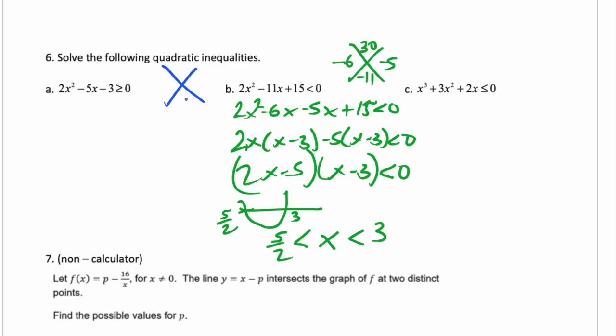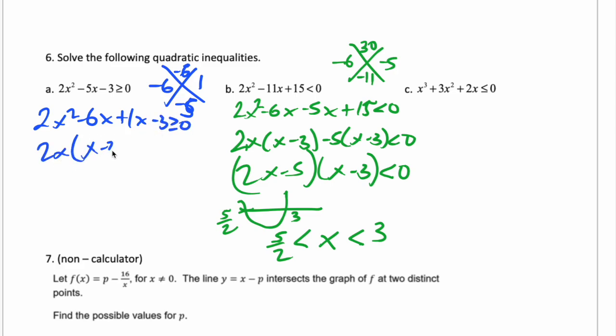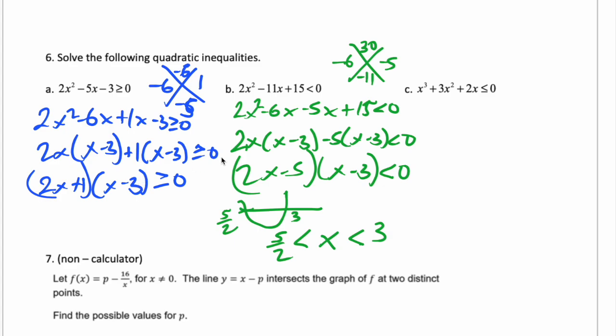Okay, let's look at this first one. -6 and -5, or I got it backwards, it's -6 and 1. -6 times 1 gives you -6. So it's 2x squared minus 6x plus 1x minus 3 greater than or equal to 0. In this case we get 2x plus 1, x minus 3 greater than or equal to 0.